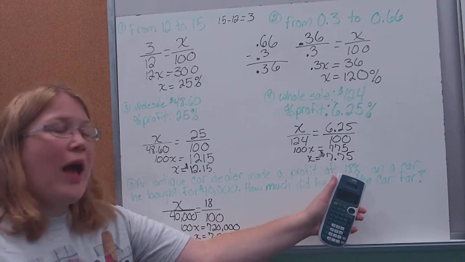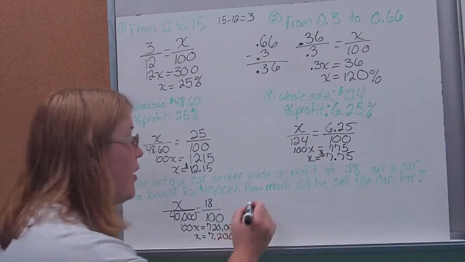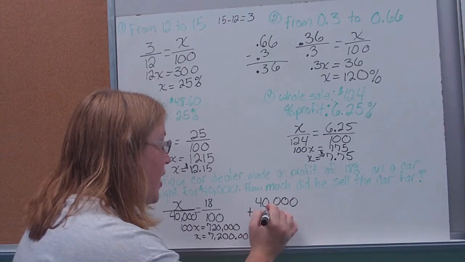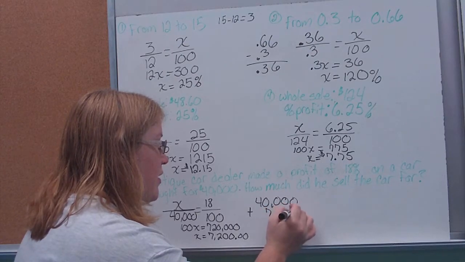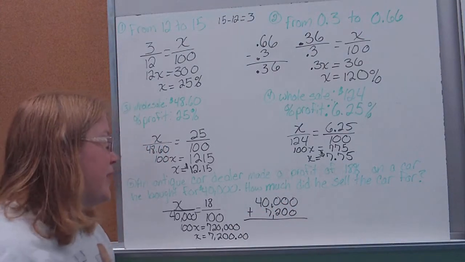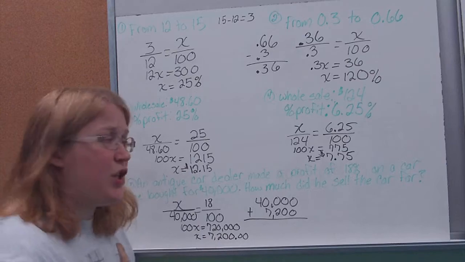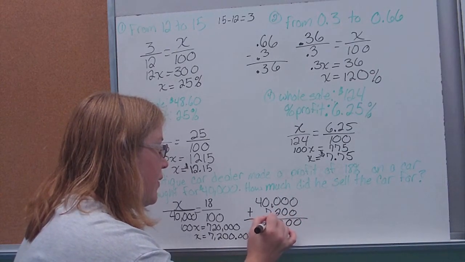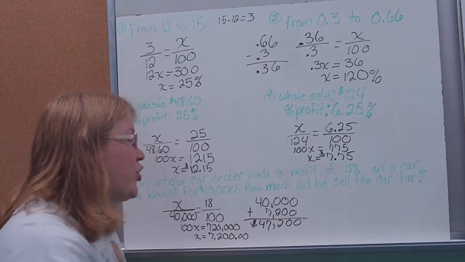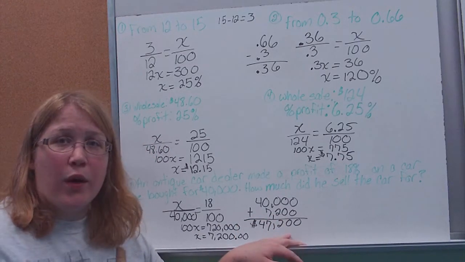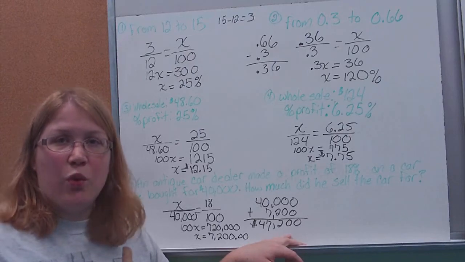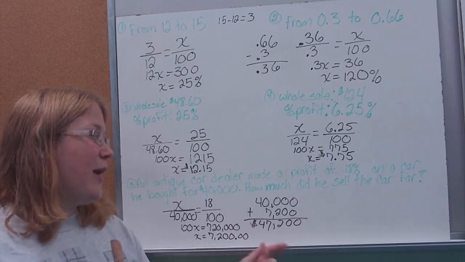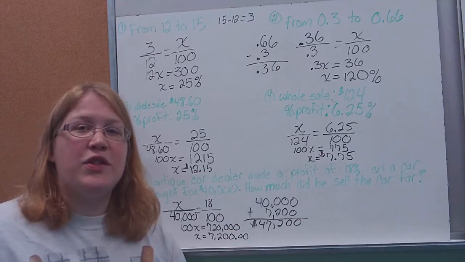It wants to know how much did he sell the car for. Well, that means he needs to make back his original money plus his markup money, or his percentage increase. And when we add those two together, we find that the actual price he then sold it for was $47,200. Because see, first he has to make back the money he spent, then he can make a profit. All right. So that one's just a couple steps.